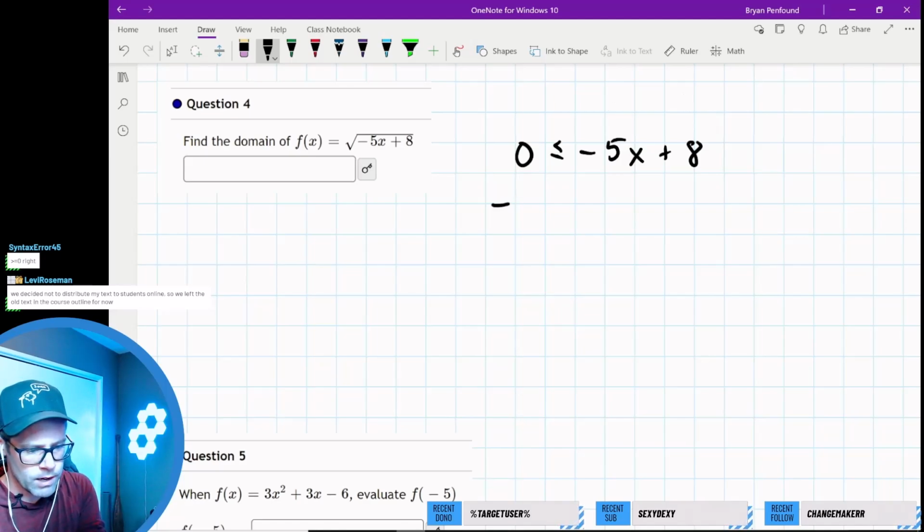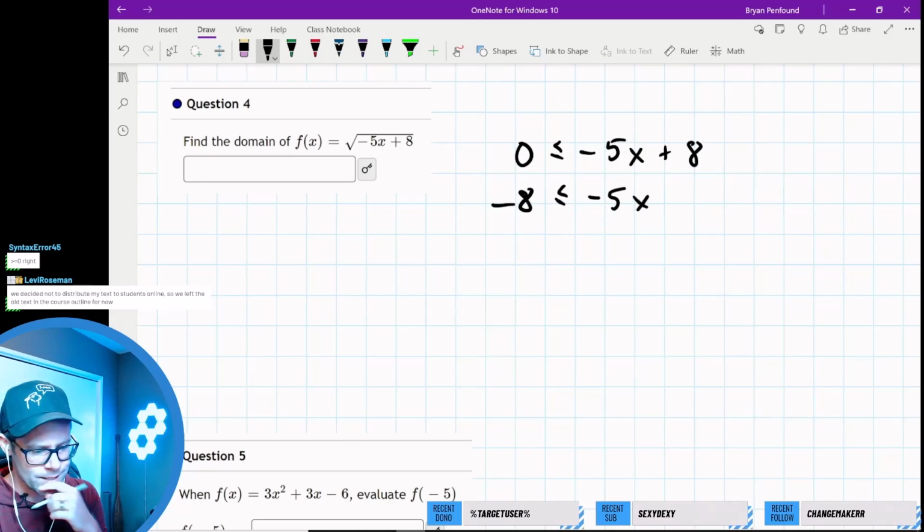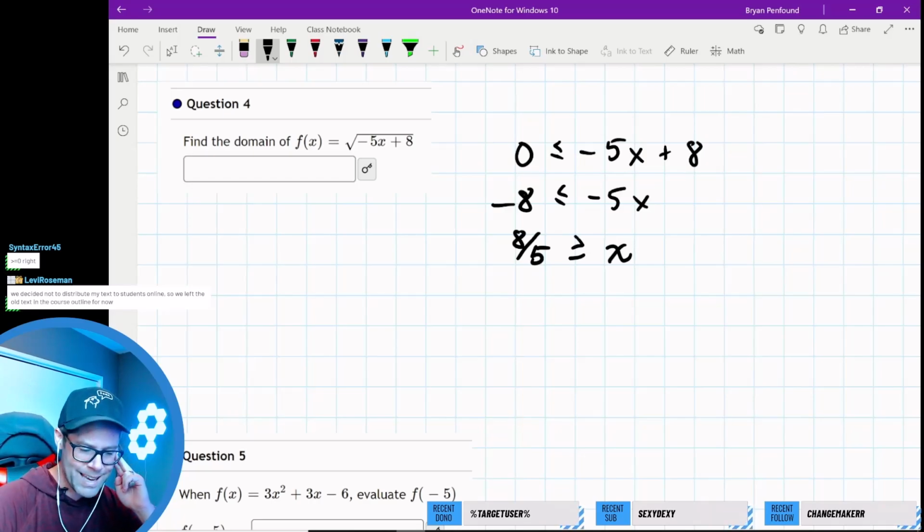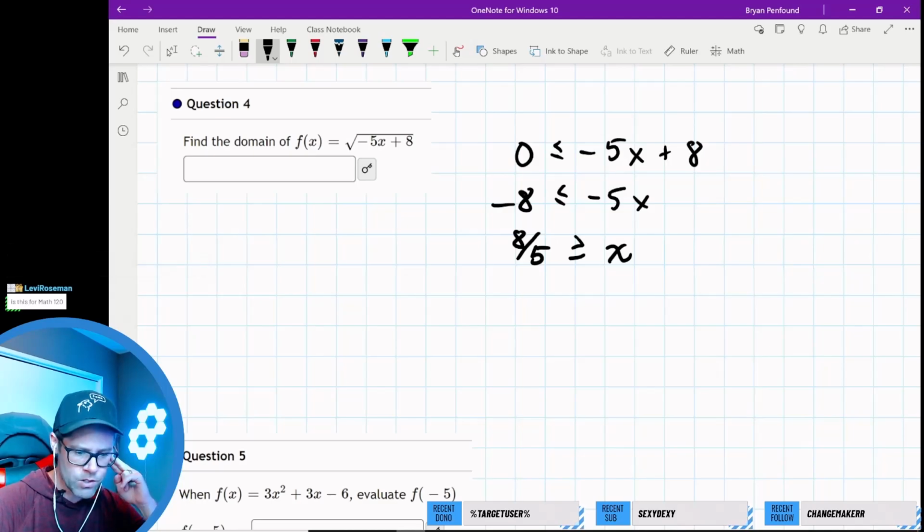So let's move the -8 over to the other side, and then we're going to go ahead and divide by -5. So that gives us 8/5. When I divide by -5, I do have to swap that inequality symbol. So it looks like x needs to be less than or equal to 8/5.